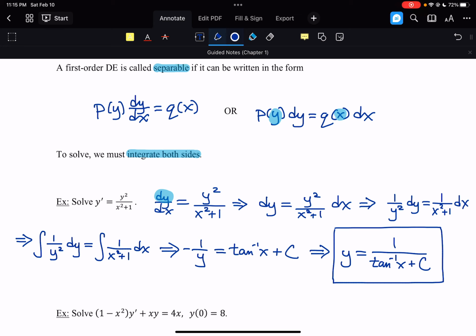I left off my negative, didn't I? Yeah, there should be a negative out in front of this whole thing. Right there. That's better.